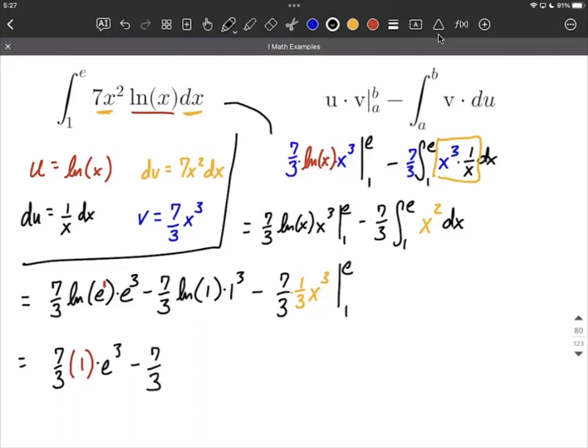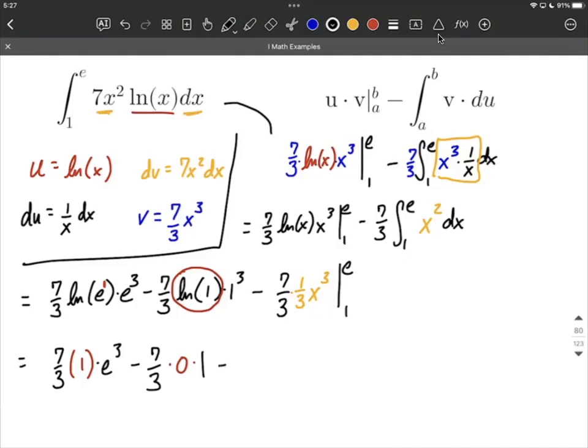Minus 7/3, but oh look, we have a natural log of 1. Natural log of 1, this component becomes 0. And 1 cubed is 1. But being that we're going to be multiplying that by 0, all of that's going to become 0 on that part. All right, next, let's go ahead and go along here.